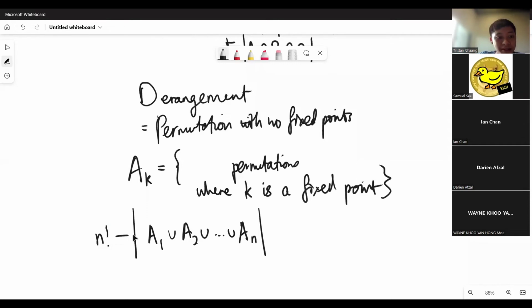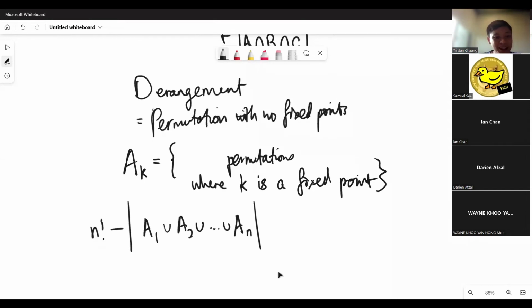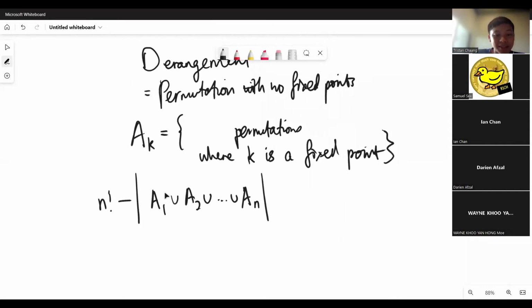If anyone is in doubt or has a question, please tell me to stop because I'm going to move on. So this is what we want to calculate. Oh, what is a fixed point? A fixed point is where A stays where it is. So like 1, 2, 3. If I permute it as 1, 3, 2, then 1 is a fixed point because it is fixed where it is. But let's say 1, 2, 3, I permute it to 2, 3, 1, then there are no fixed points.